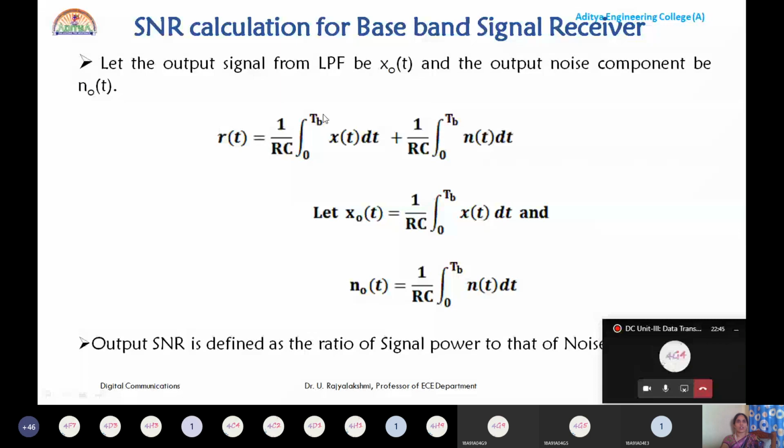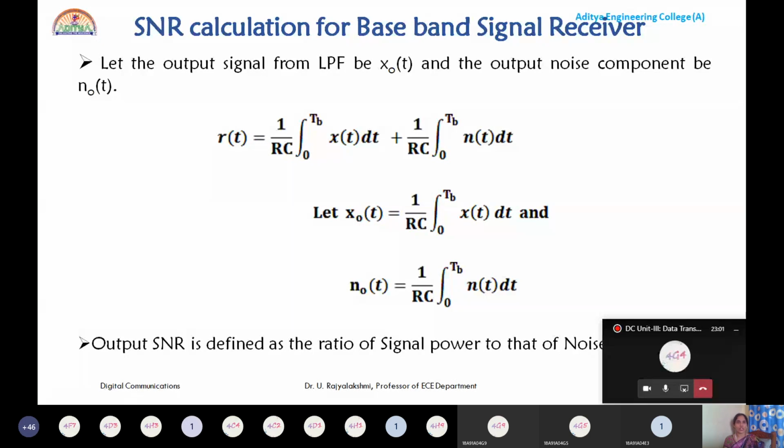Okay. Now coming to the, please let us assume x naught of t. See, for calculation of output SNR, you should know what is the output signal component and what is the output noise component.